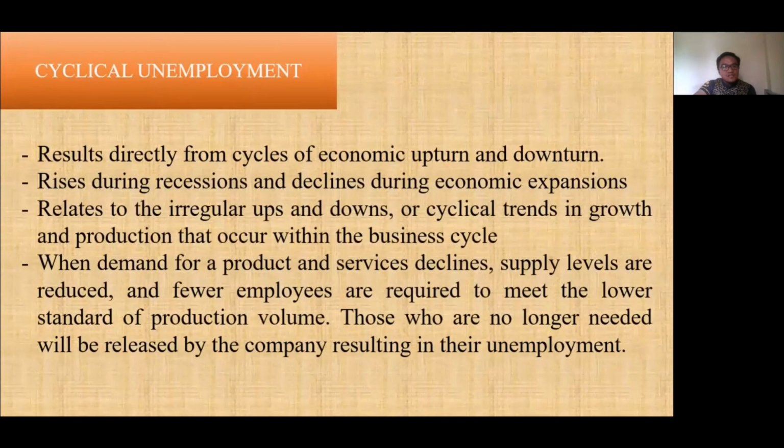And the next is cyclical unemployment. Cyclical unemployment may result directly from cycles of economic upturn and downturn. It rises during recession and declines during economic expansions, and it is related to the irregular ups and downs or cyclical trends in growth and economic activity that occur within the business cycle.